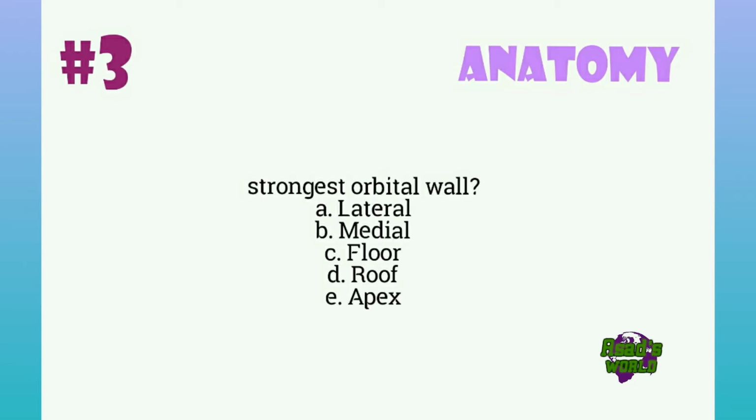Now, to understand which one will be the strongest, we have to know the anatomy of each of the walls. The lateral wall is made up of your greater wing of sphenoid and zygomatic bone, and it is the thickest of all the walls. The medial wall is made up of your maxillary, lacrimal, ethmoid, and sphenoid bone. The floor is made up of your zygomatic, maxillary, and palatine bones. And the roof is made of your lesser wing of sphenoid and orbital plate of the frontal bone. So, as I said, the lateral wall is the thickest of all the bones, hence it will be the strongest, and the answer is your A, lateral wall.